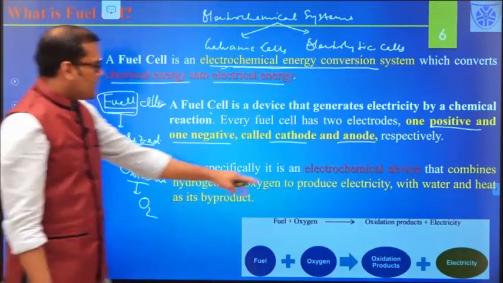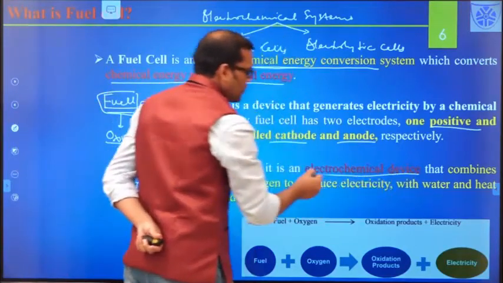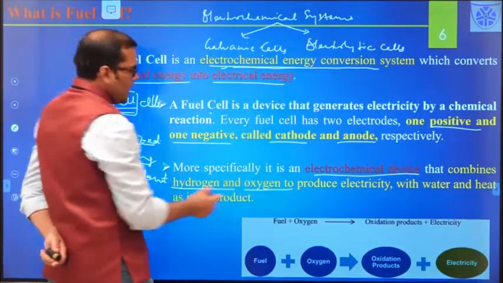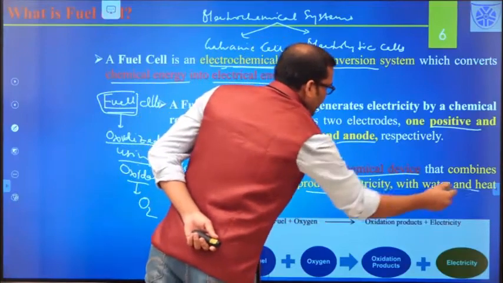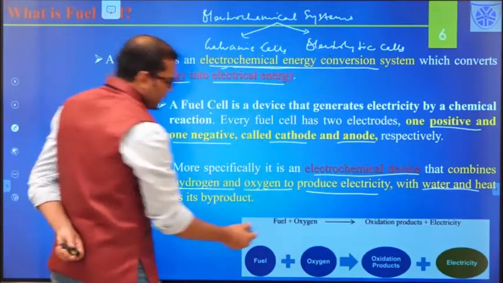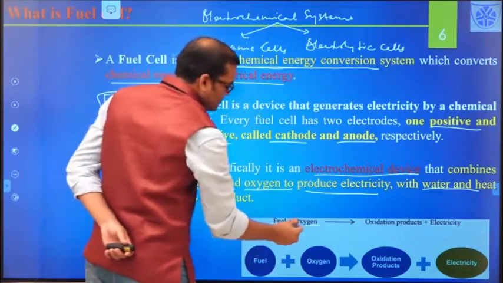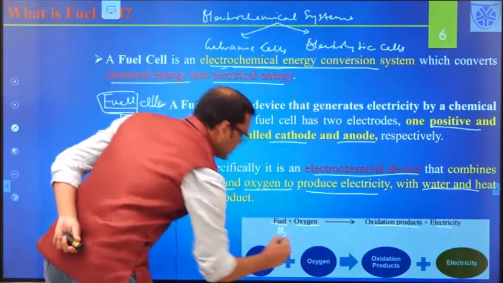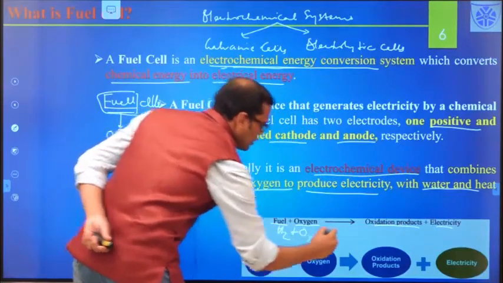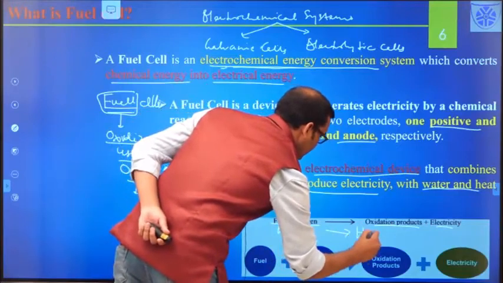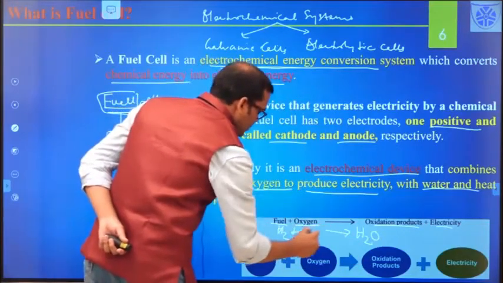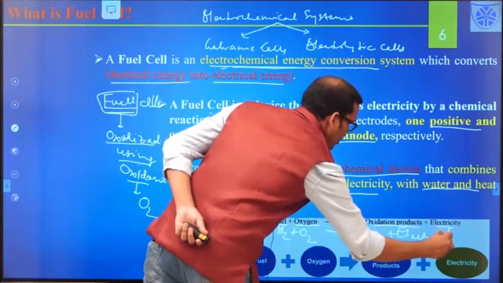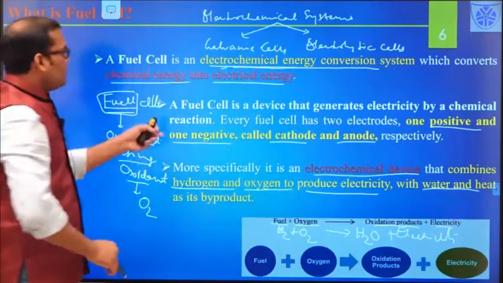And more specifically, it is an electrochemical device that combines hydrogen and oxygen, for example, and produces electricity with water and heat. So in general, if you take the fuel, then oxygen, we get the oxidation products and electricity. For example, you take hydrogen plus oxygen, then you get water, right? So plus electricity, right? So that's how the fuel cell works.